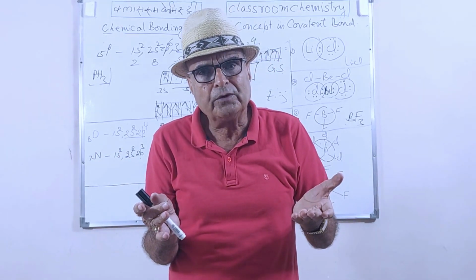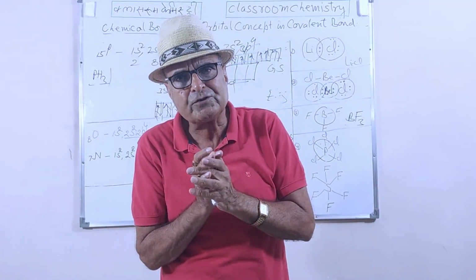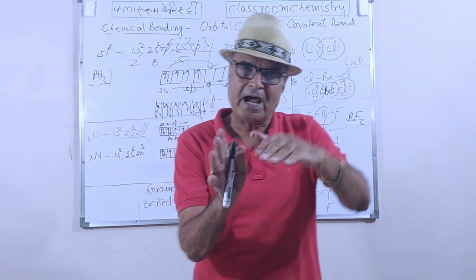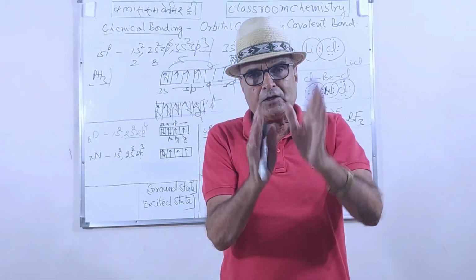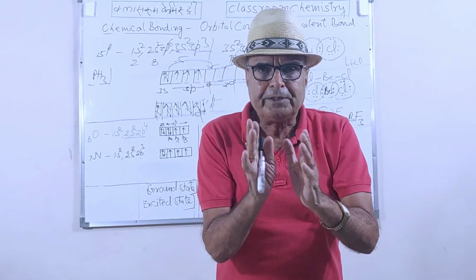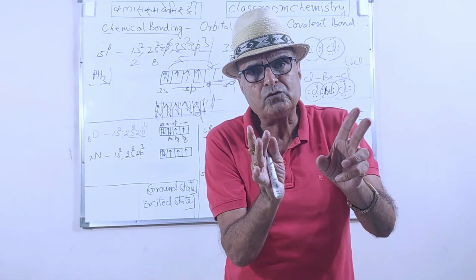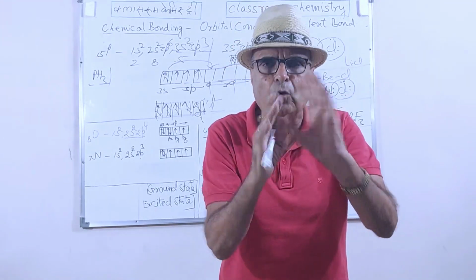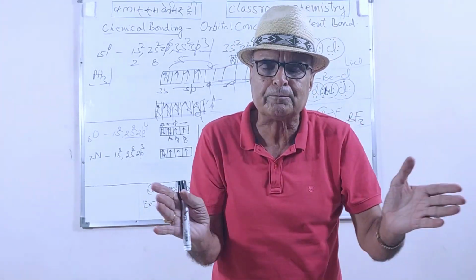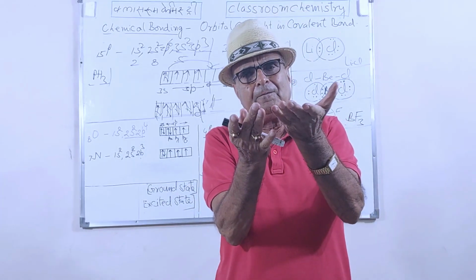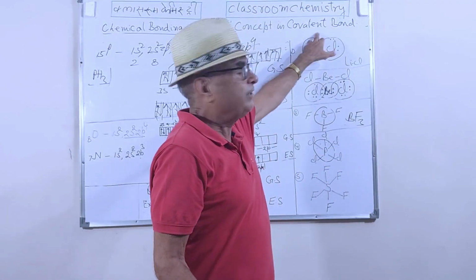That's all for today. I think that you have understood. Lastly, I am going to repeat it. First point, an orbital acquires only 2 electrons. When there are 2 electrons in an orbital, that orbital won't take part in covalent bonding.